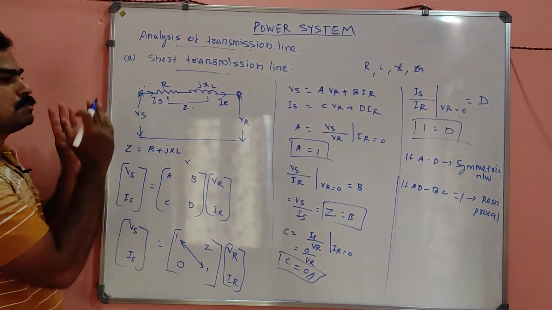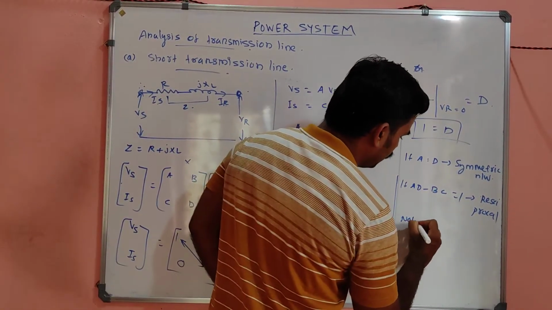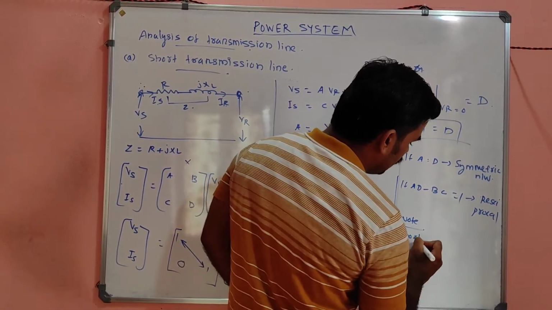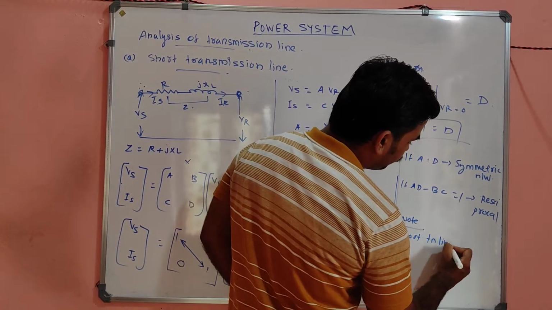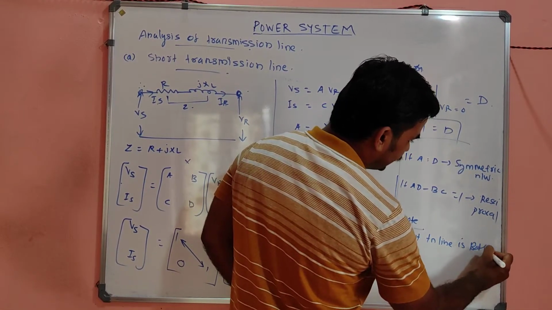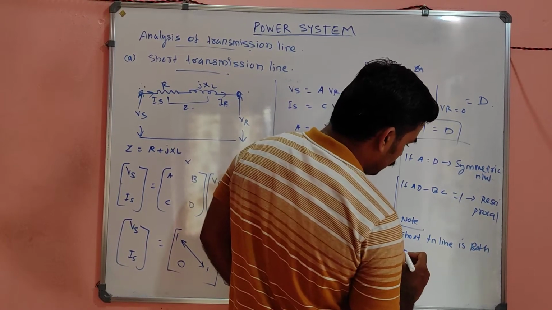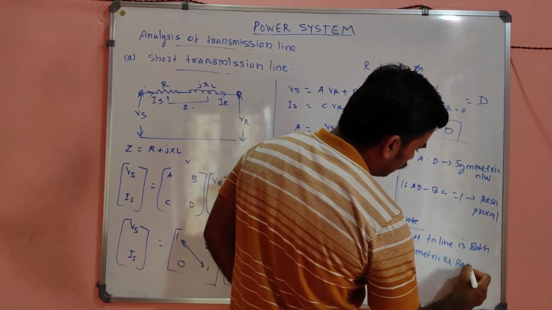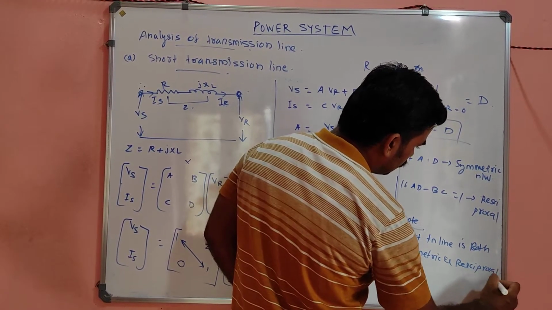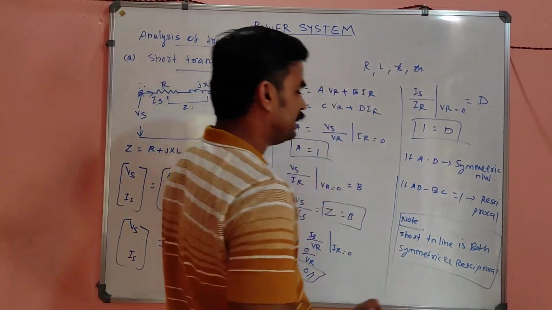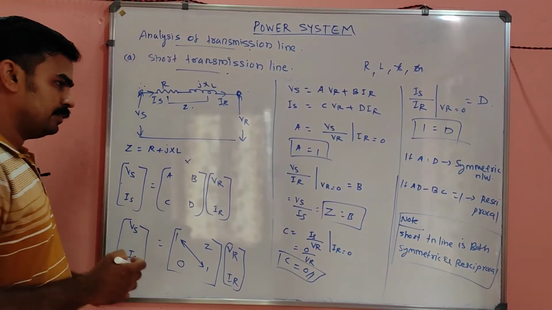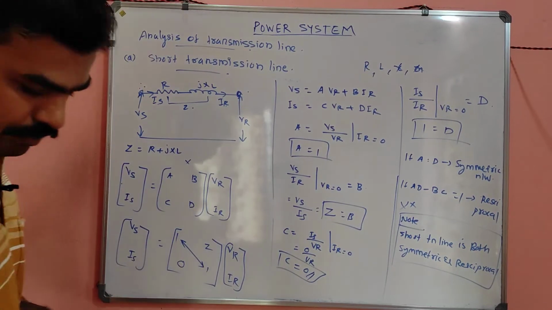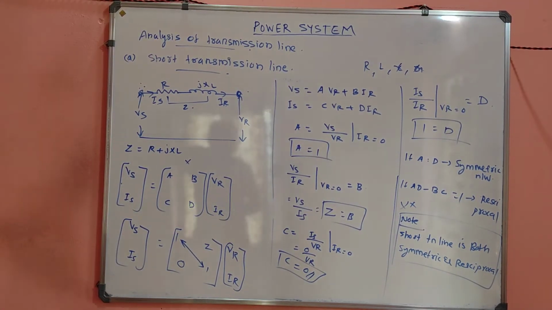So the conclusion for the short transmission line is that, my dear, the short transmission line is both symmetric and reciprocal. Very, very important conclusion, my dear. From the examination point of view, it may be directly asked. It's very, very important.